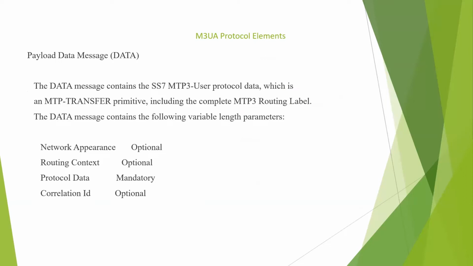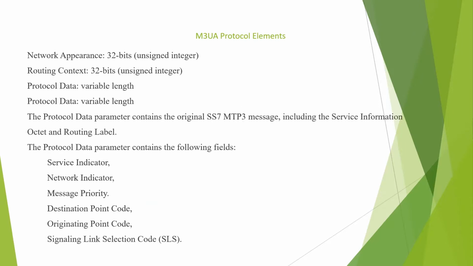The data message contains the SS7 M3UA user protocol data, which is the MTP transfer primitive, including the complete MTP3 routing label. The data message contains the following variable parameters. We have the network appearance, which is optional. Also, the routing context is optional, and the protocol data is mandatory, as we will see later. We also have the correlation ID, which is also optional. So maybe we can check a few things.